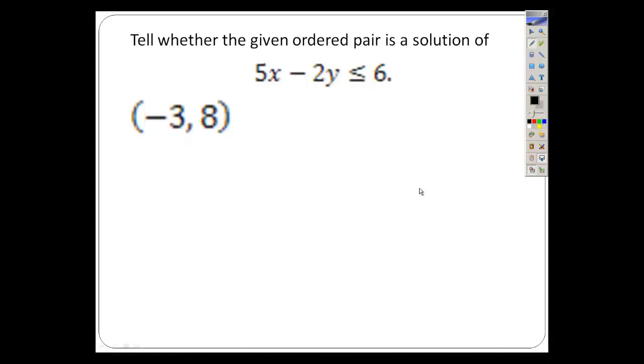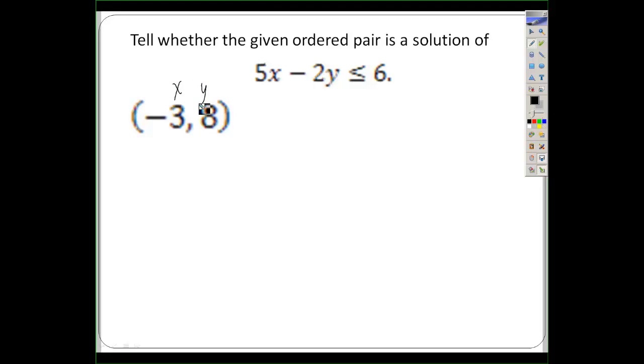Let's do a couple more here. Same idea. You got another coordinate. I need to know, is it a solution? So we're going to plug them in. X and y. 5 times negative 3 minus 2 times 8 less than or equal to 6. Negative 15 minus 16 is less than or equal to 6. So negative 31 is less than or equal to 6. That is true. So yes, that will be a solution to the inequality.